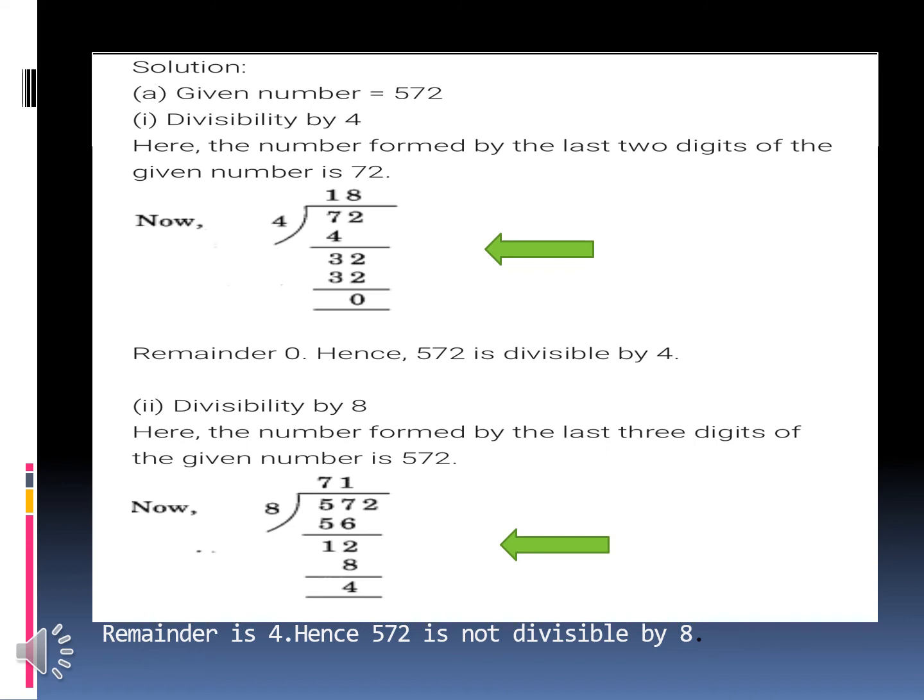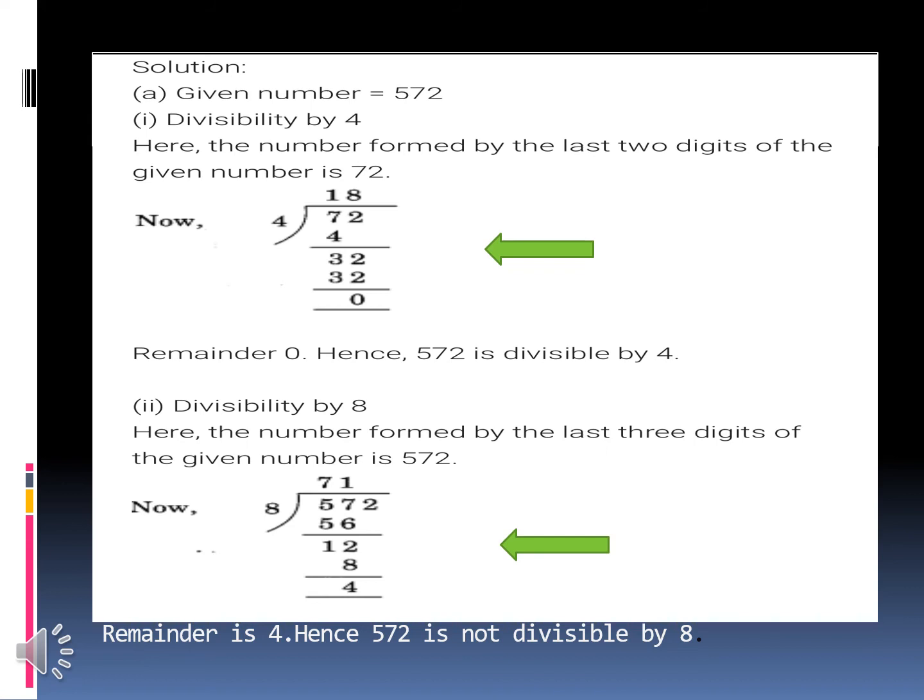So if you see, 72 is divisible by 4, the division is in front of you, the remainder is 0. So 72 is divisible by 4, so the complete number 572 is divisible by 4. Now the next is divisibility by 8.